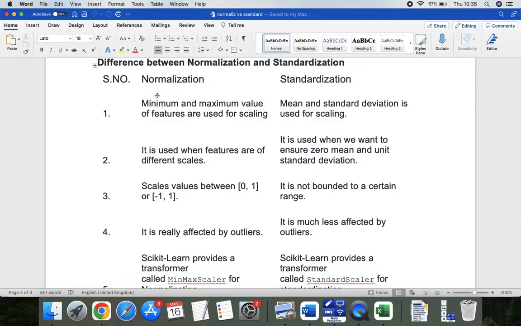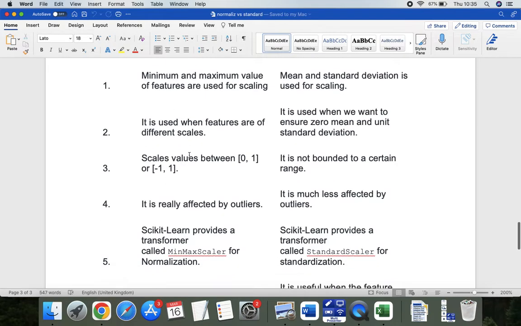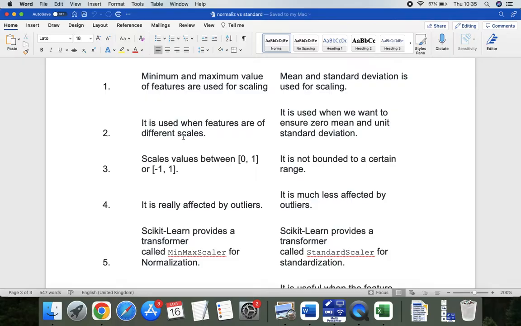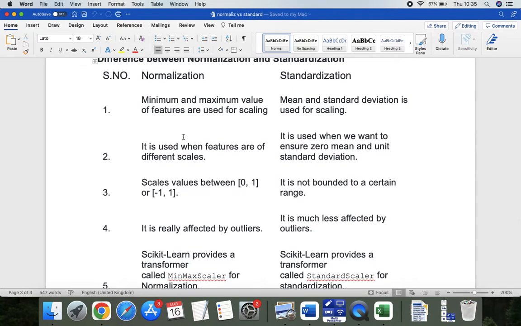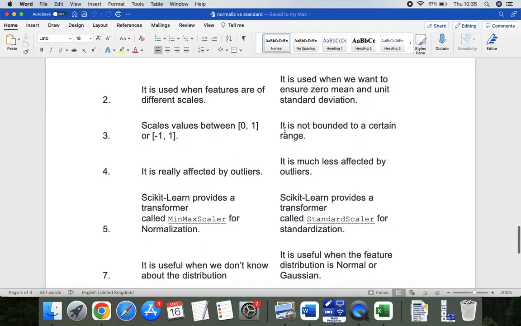In normalization, you take into account minimum and maximum values, and for standardization, you always take into account mean and standard deviation. Normalization is used when features are of different scales, like I have given the example of salary and age. And standardization is used when you want to make sure that your mean is 0. We don't want very high means. So you want to scale down your distribution itself. Standardization is not bounded by a range, while normalization is bounded by 0 and 1.